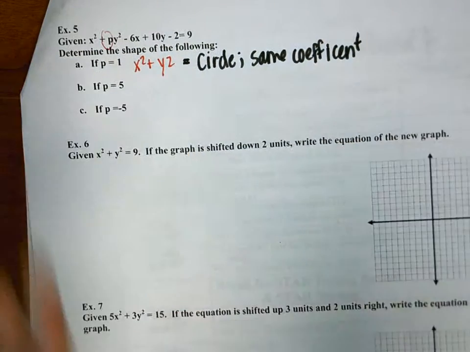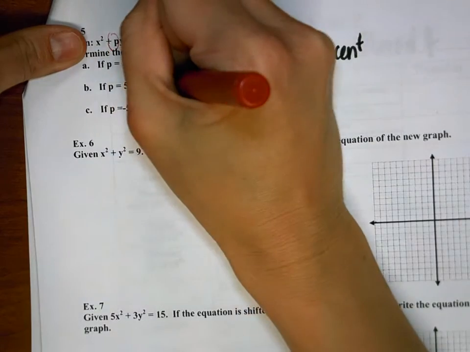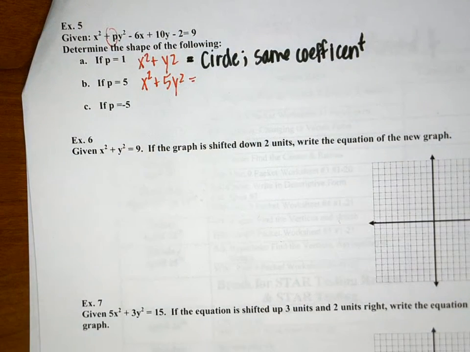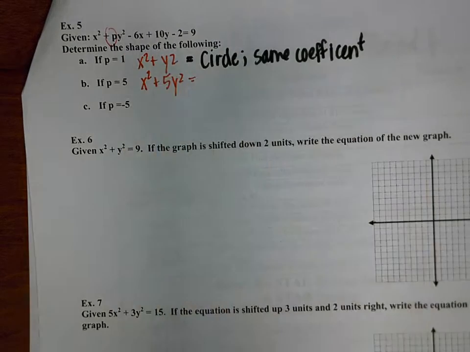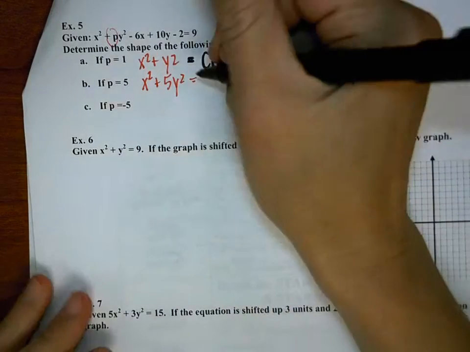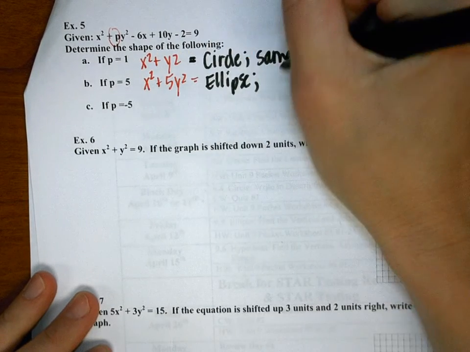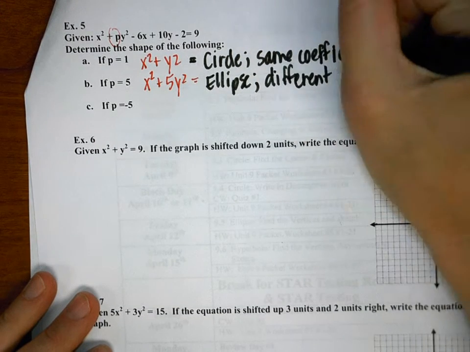Okay, if p equals 5. So on this one, we would have x squared plus 5y squared. So again, those are two squared terms. Both of them are positive, but the coefficients, this one is a 1 and this one is a 5. Therefore, it is an ellipse because it has different coefficients.